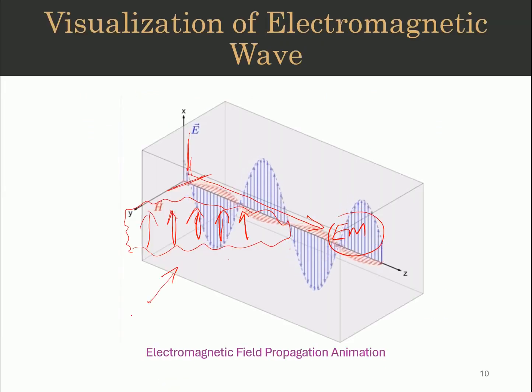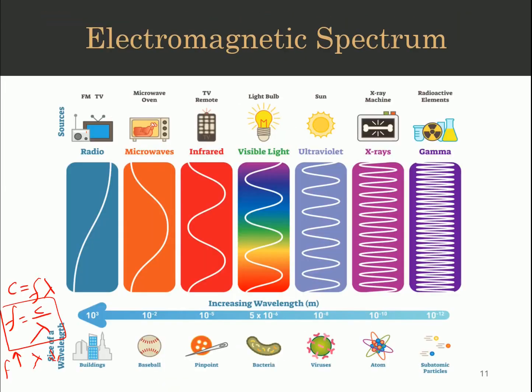In this spectrum, what we can see is that if we talk about the radio waves, the frequency is very low, represented by this line, but the wavelength is in the order of 10^3, which can mostly cover very wide buildings.